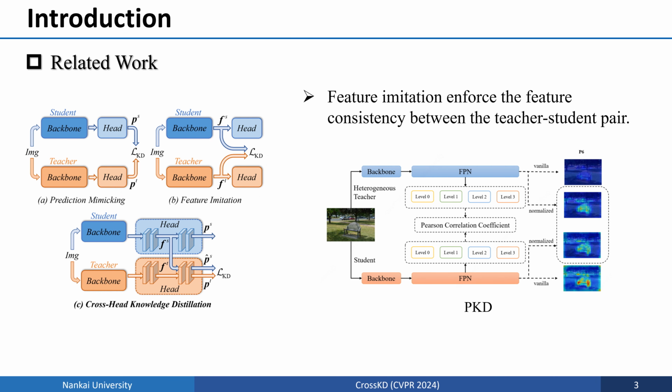Knowledge distillation has been deeply studied in object detection. Existing KD methods can be roughly classified into two categories: prediction mimicking and feature imitation. Feature imitation, typically like PKD, argues that intermediate features contain more information than the predictions from the teacher. It aims to enforce the feature consistency between the teacher-student pair.